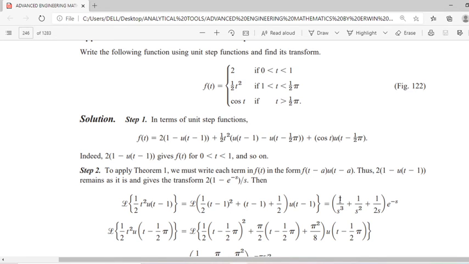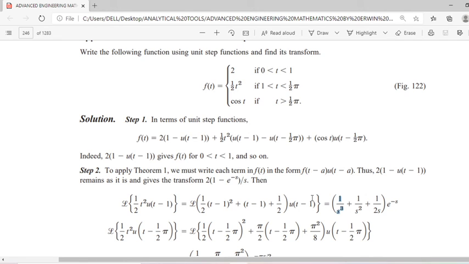So what is the Laplace transform of f of t? That is 2 by s cube. Here f of t is t square, but f of t minus 1 is t minus 1 square. So what is the Laplace transform of t minus 1 square into u of t minus 1? 2 by s cube into e raised to minus s. E raised to minus s is the Laplace transformation of u of t minus 1.